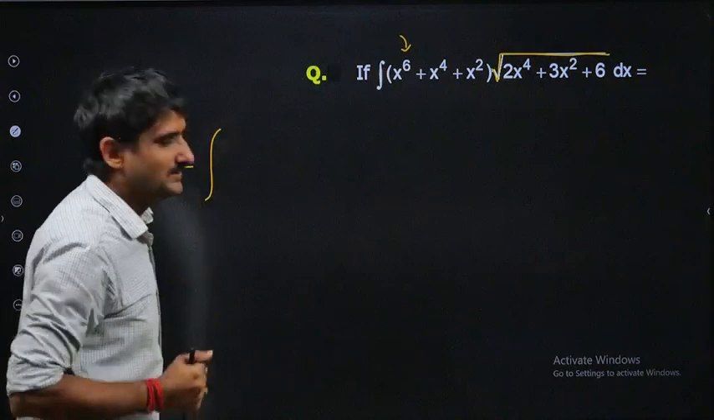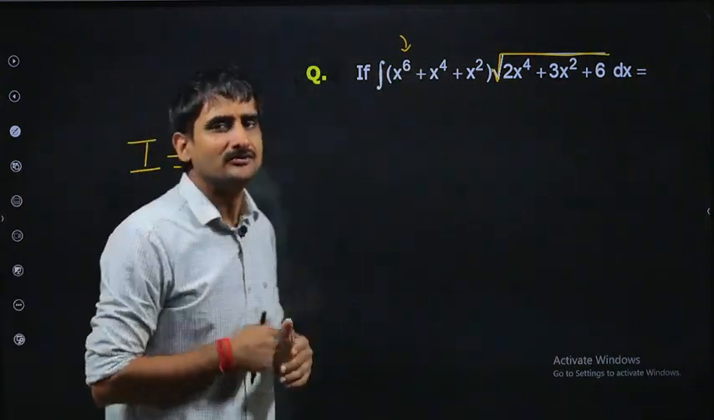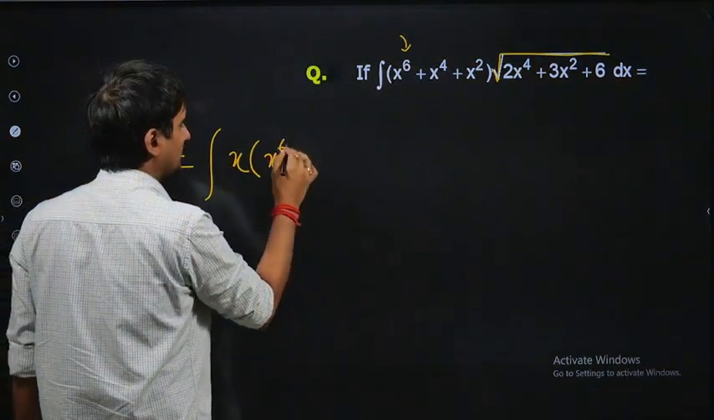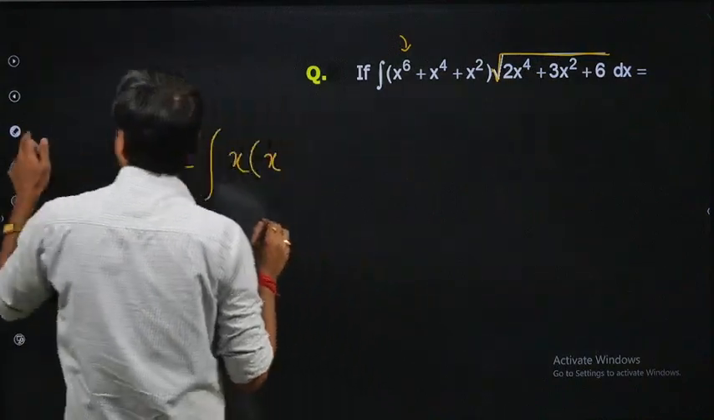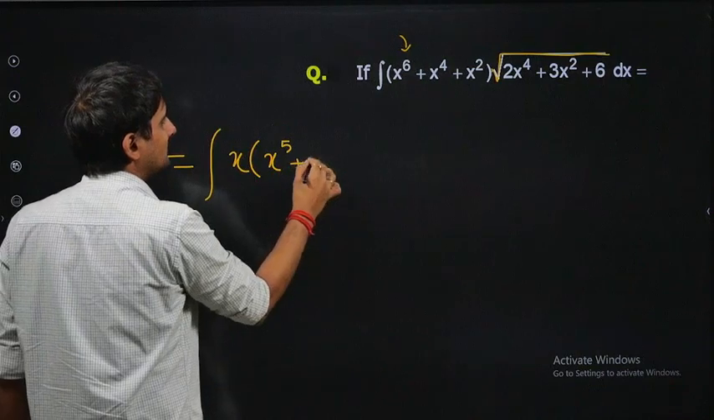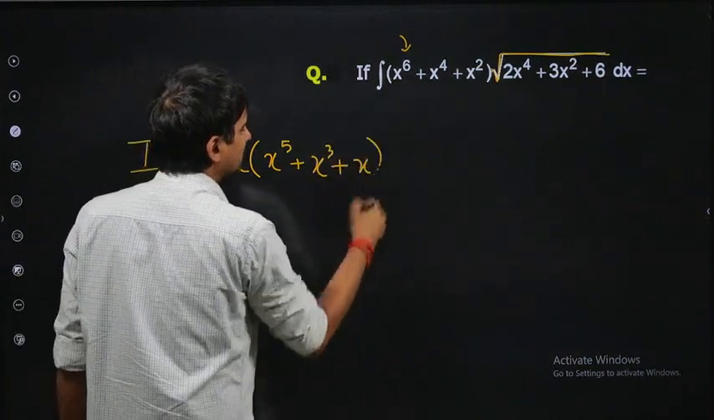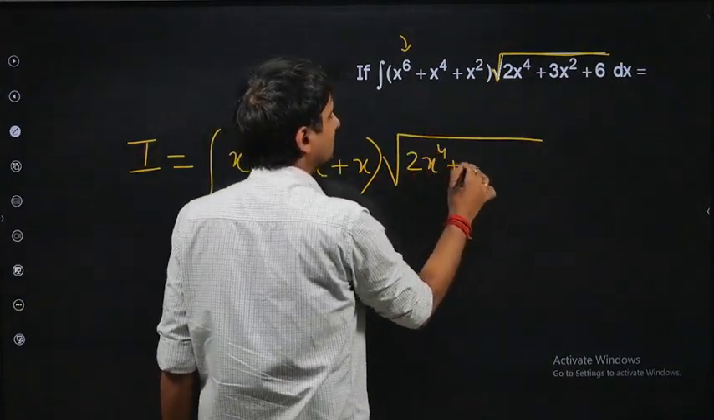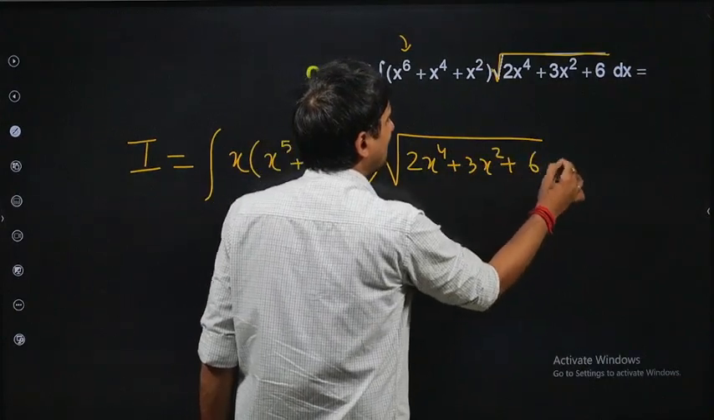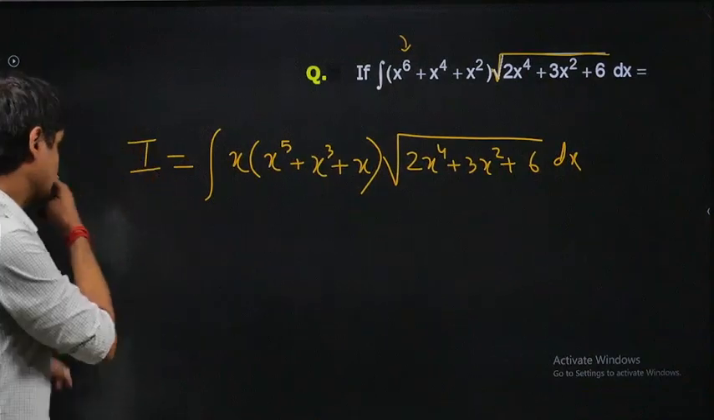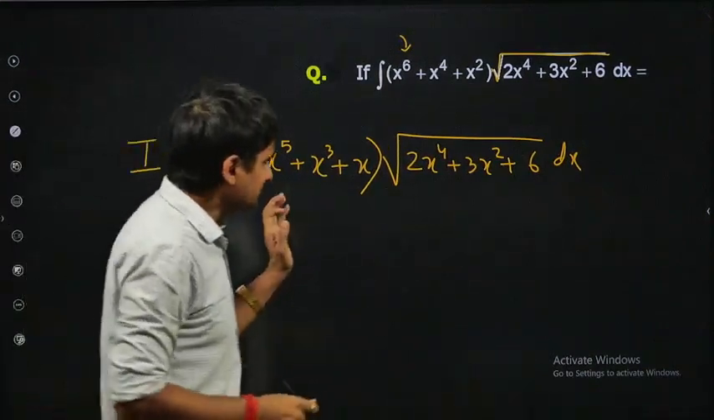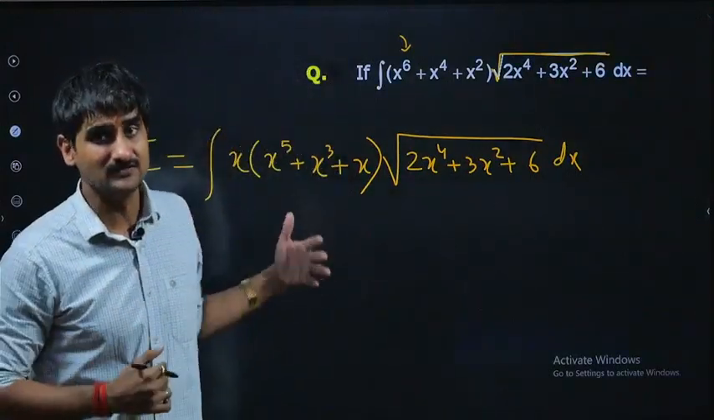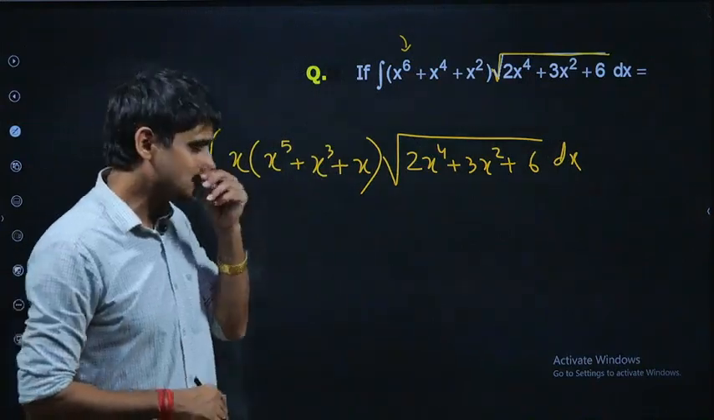So you have two choices. We can of course take x square common, but I will suggest you take x common out of the expression which is outside the square root symbol. So x into x to the power 4 plus x square plus 1, times the square root of 2 times x to the power 4 plus 3x square plus 6. The whole idea behind this method is that I will substitute whatever expression I finally get within the square root by t, and I should get its derivative outside with dx.